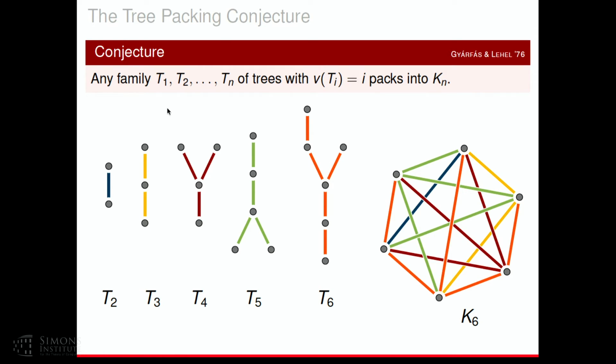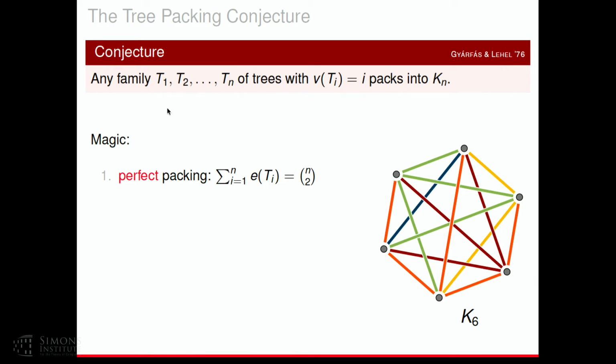So here's some example on 6 vertices. And as you see here already, if I do this packing, I use all the edges of my complete graph. That's, of course, not only true in this particular example, but it's true in general, and that's what one could see as the magic of this conjecture: if you count together the number of the edges in these trees, that's exactly n choose 2. So in other words, what you want is a perfect packing. By perfect packing, we always mean that we really need to use all the edges of our graph. Okay, so that's one conjecture.